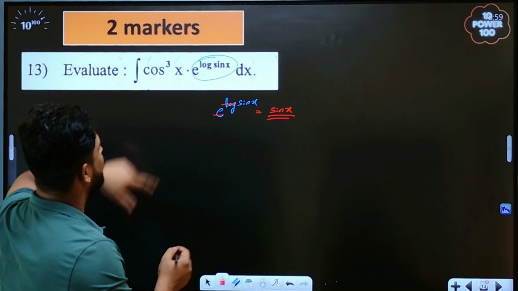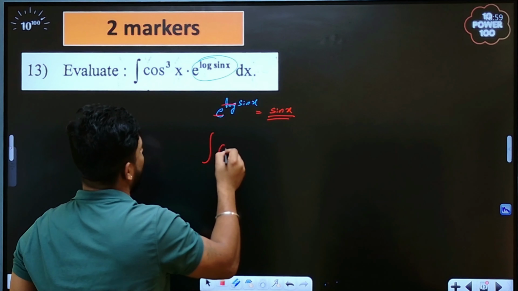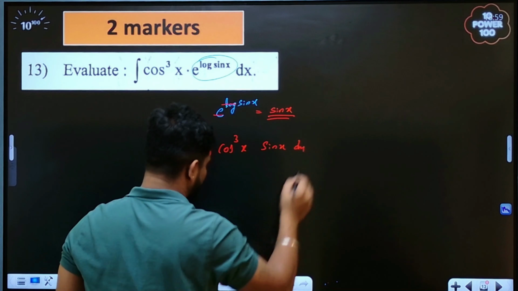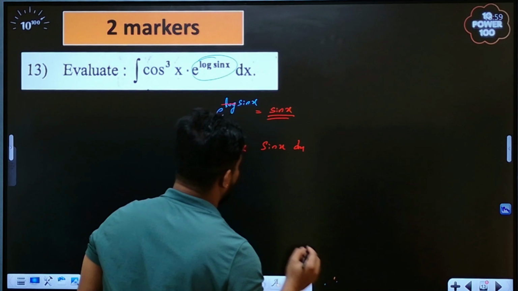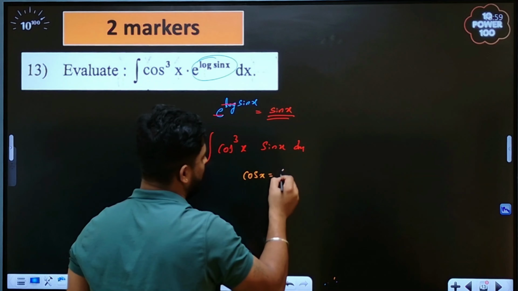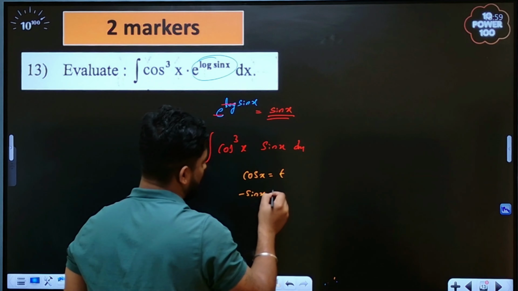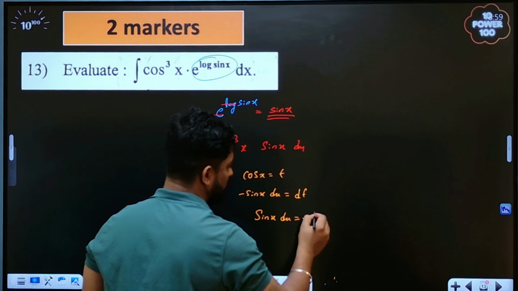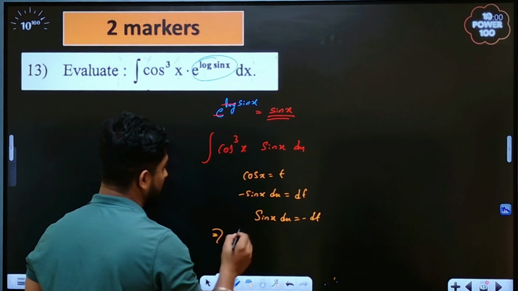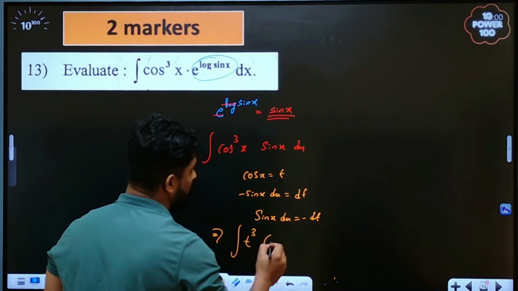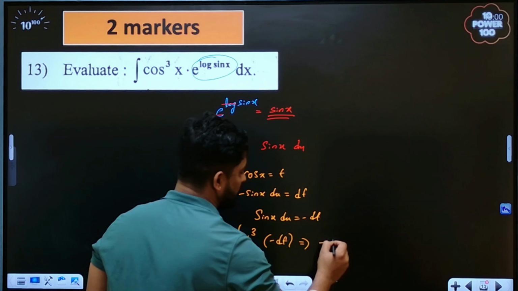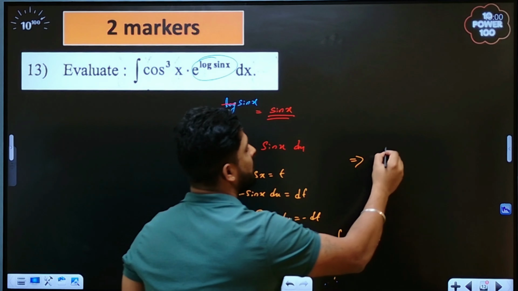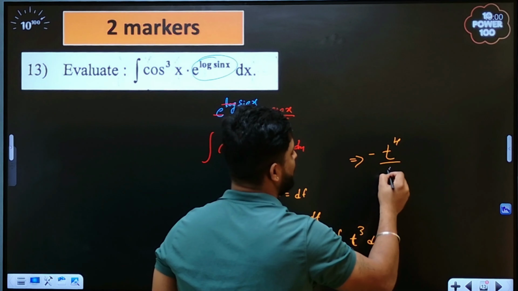So here, if you solve this, the whole integration sum becomes cos cube x into sin x dx. Now it is simple. So take cos x is equal to t. Then you get minus sin x dx is equal to dt, and sin x dx is equal to minus dt. So we can replace all of this. Integration of t cube into minus dt, you get it. Let's keep minus outside, and integration of t cube dt, which is t to the power 4 by 4 plus c.